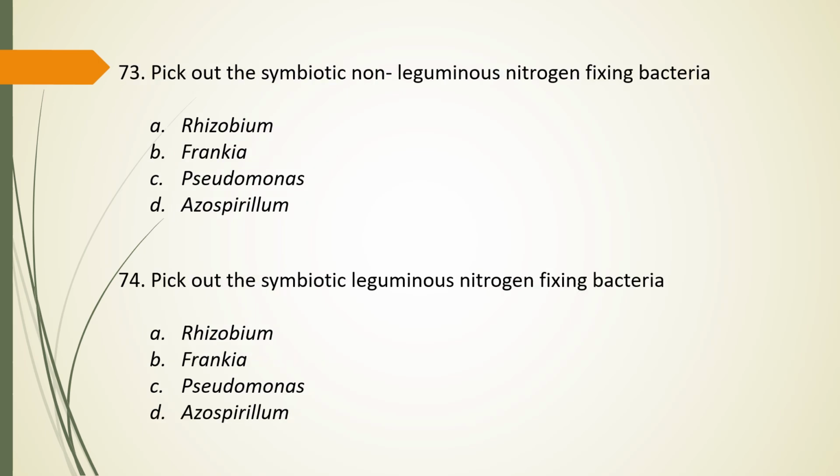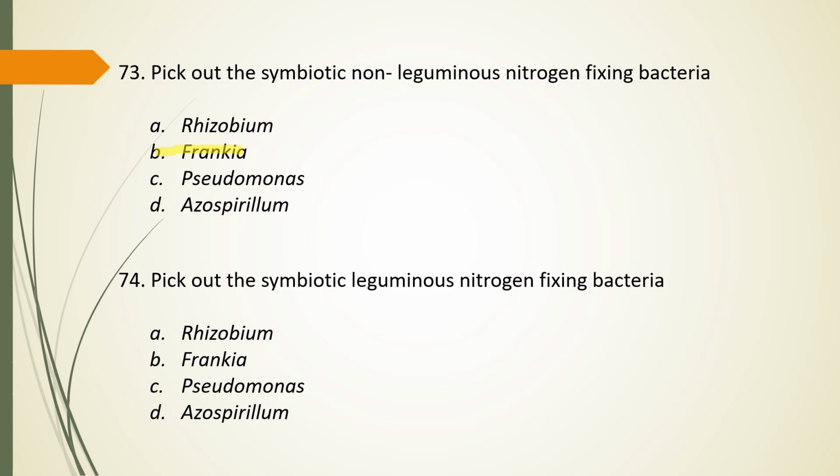Question number 73. Pick out the symbiotic non-leguminous nitrogen-fixing bacteria. Option A, Rhizobium. Option B, Frankia. C, Pseudomonas. D, Azospirillum. The correct answer is option B, Frankia. Frankia live near the root of the plant but do not penetrate the plant tissue.